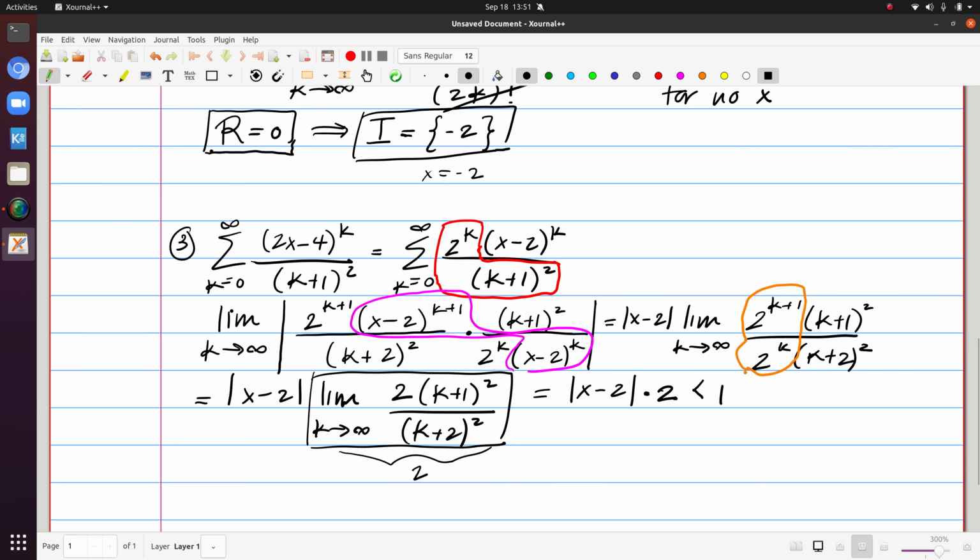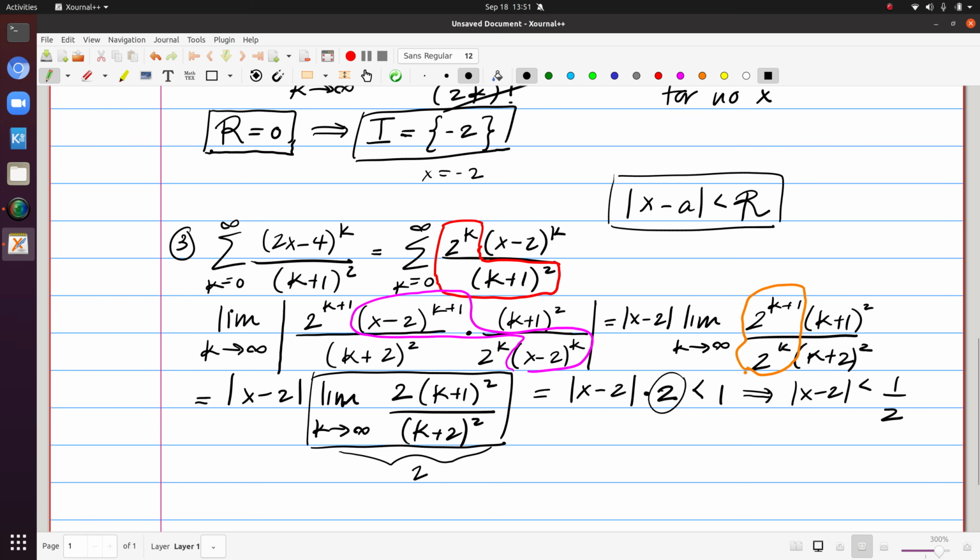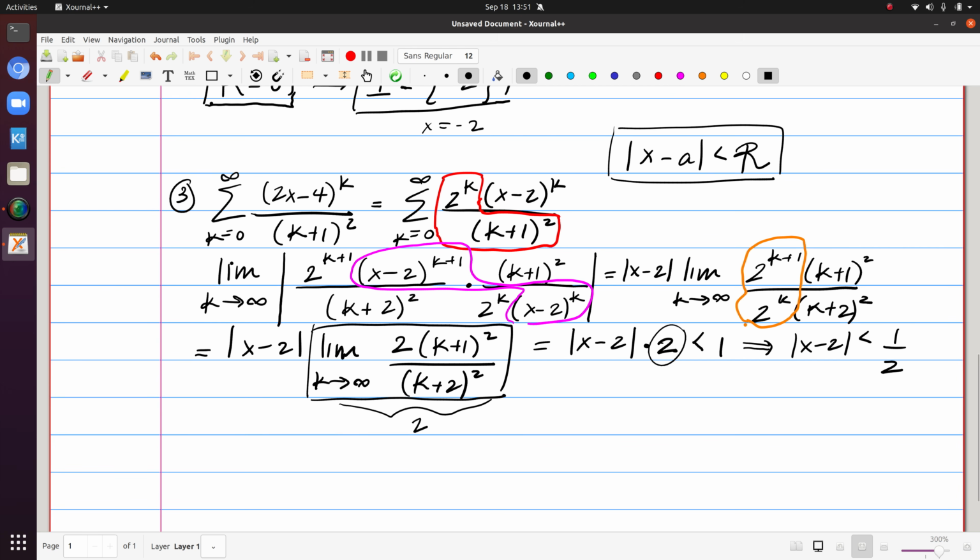Now, setting this up, I want to keep going until I can make a claim about x minus a. Remember, the idea of the radius is it's the number r that we're setting up in this approach. Right now we have this extra 2, but I can divide both sides by 2 and get to this point here. Once I've isolated the absolute value of x minus a on one side, what is on the other side of the inequality is my radius.